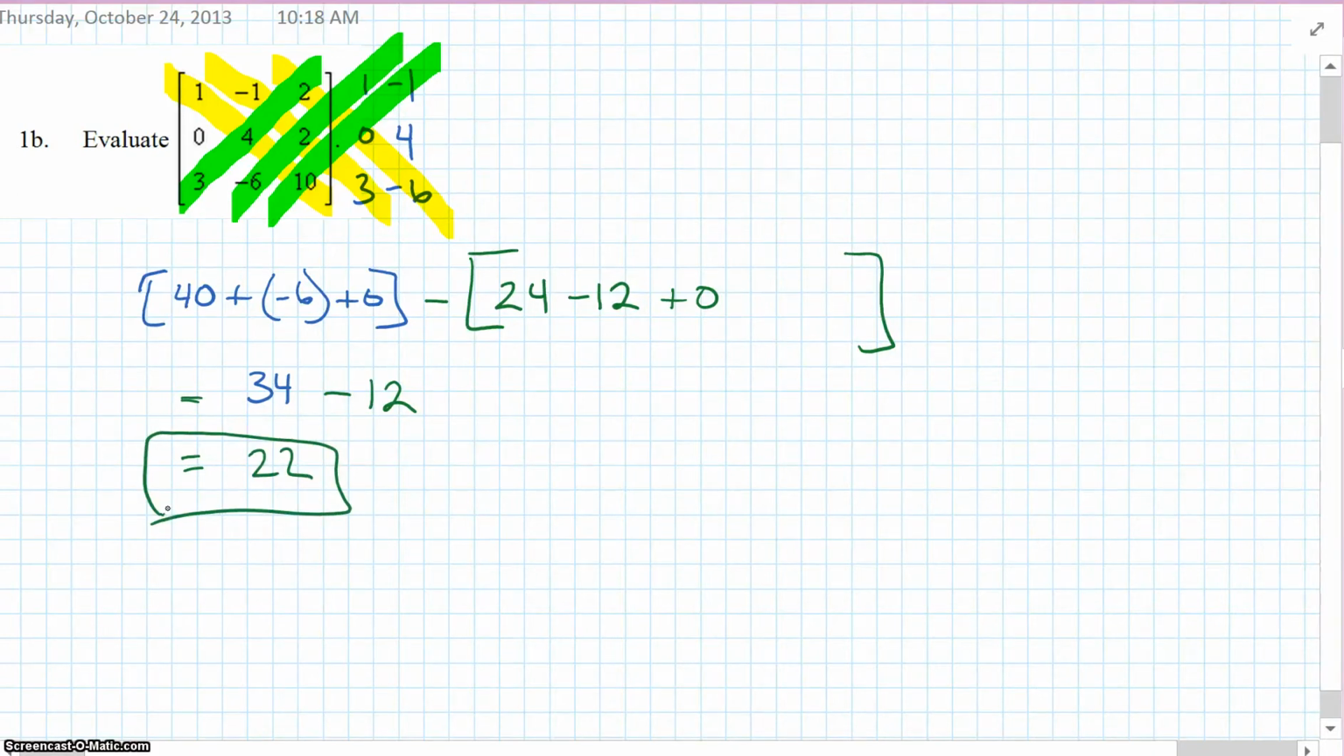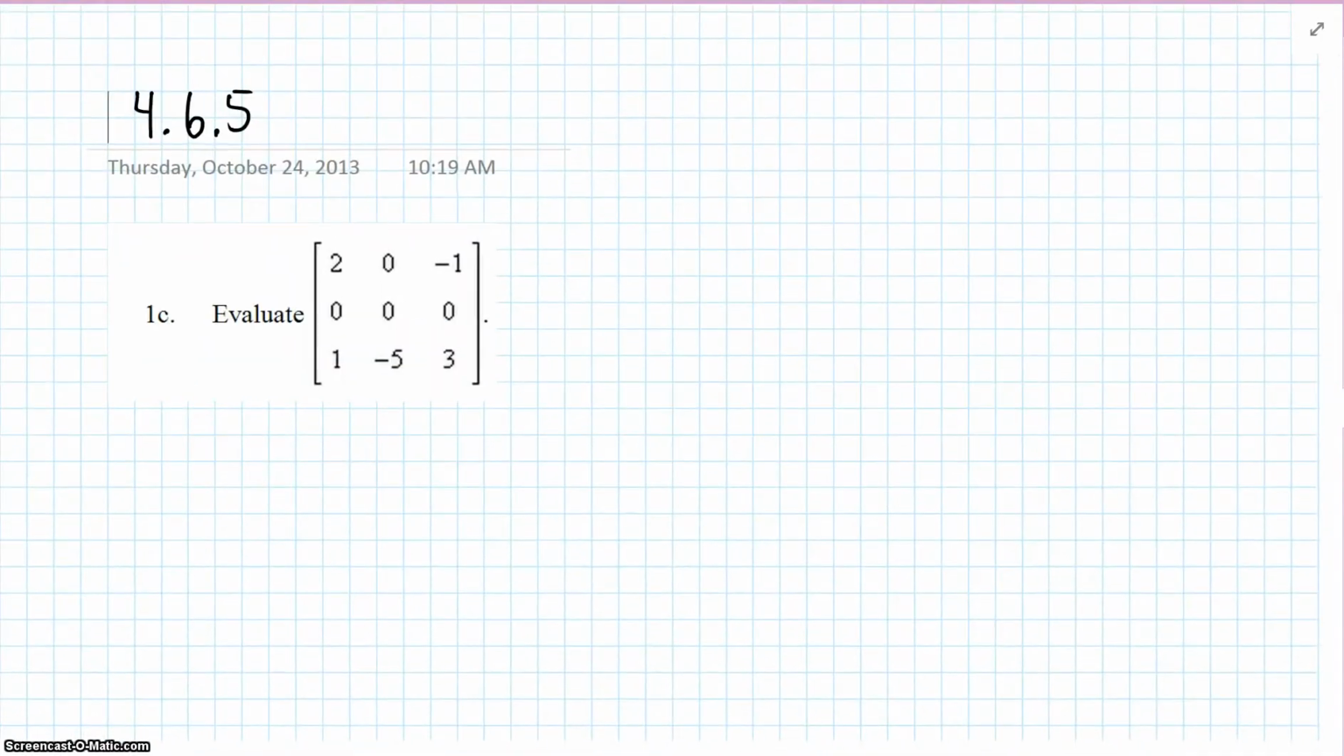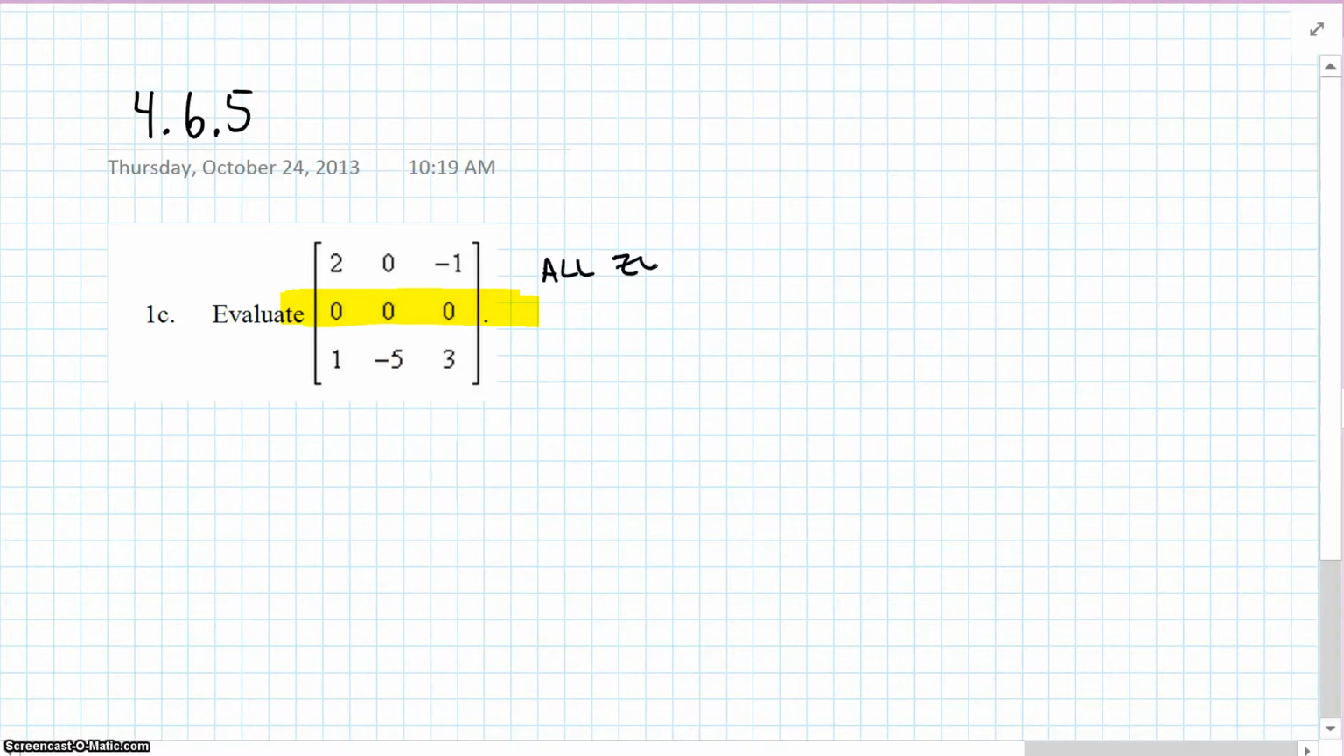All right, we're rolling now. Easy stuff. Here we go. Evaluate this one. All right, shortcut. Ding, ding, ding. Pay attention. Take notes. Anytime you have a row or column that's all zeros, it's got to be a row or a column. Diagonals do not count.